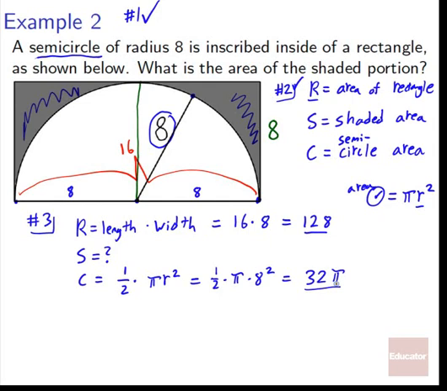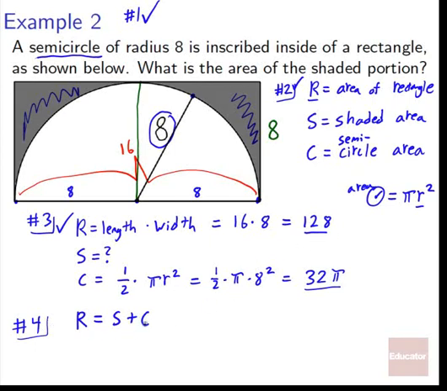We have 3 unknowns to start with, R, S, and C, and we've got 2 pieces of information. So we need some way to connect S to R and C. Well, we look at the picture and we go, oh, hey, the area of the rectangle, the shaded area, the semicircle, they're all connected, right? The area of the rectangle contains both of the other guys put together. So it's S plus C. So at this point, we're ready to go on to step 4. We've got all of our equations set up. Step 4, R equals S plus C.